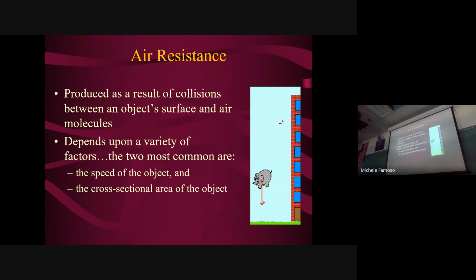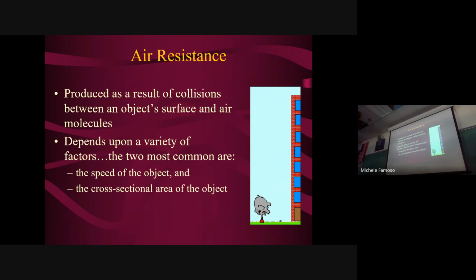The amount of air resistance objects experience depends on, it's really 3 things, but we're just going to focus on 2. First of all, how fast you're moving, the speed, and the cross-sectional area of the object. I demonstrated for you a moment ago that if I reduce the surface area that's in contact with the air, I can eliminate the effect of air resistance. We saw the effect of the surface area.